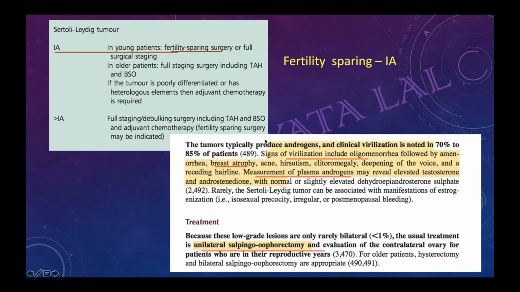Okay, so again, coming to treatment. Stage 1A, only fertility sparing surgery can be done. All the others, more than 1A, they are doing full staging laparotomy, debulking, and adjuvant chemotherapy. Usually they are also unilateral. So if the fertility sparing surgery is done, unilateral salpingo-oophorectomy will be enough here.